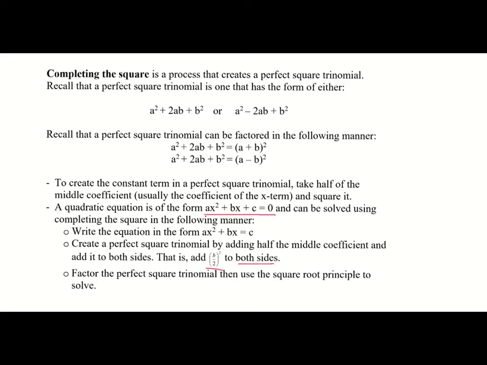Then we should be able to factor that perfect square trinomial and then use our square root principle to solve it. So it seems a little difficult, but it's not bad, I promise you. And we're going to take a look at it. One other thing to note, when we do our perfect square trinomials, we want to eliminate that a term. So if it's anything other than 1, we will divide it out first, which can make for some messy stuff at times, but it still works.